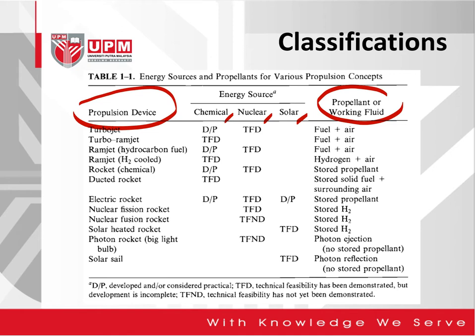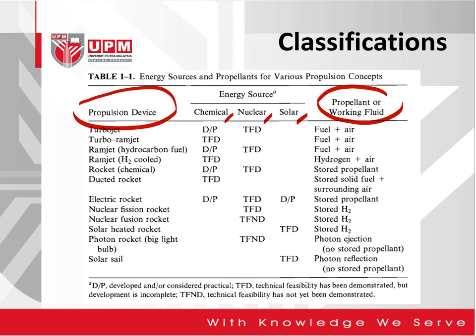How to read this table is that it is divided into certain categories. DP stands for developed and considered practical, meaning that the technology is already applicable. TFD is technical feasibility demonstrated, but the development is incomplete. And finally, TFND means that technical feasibility has not yet been demonstrated.